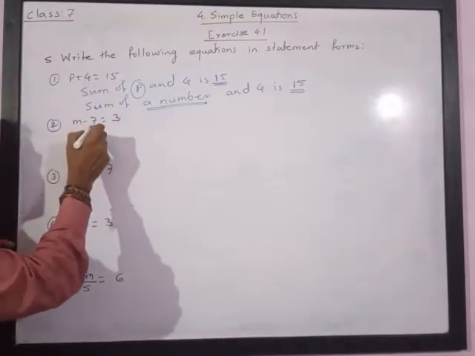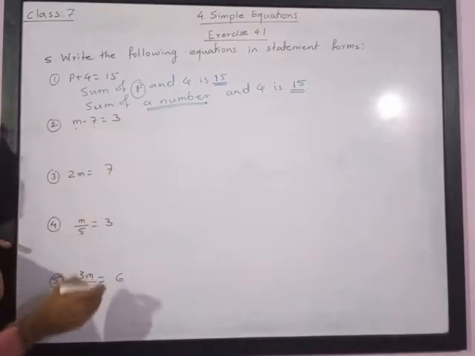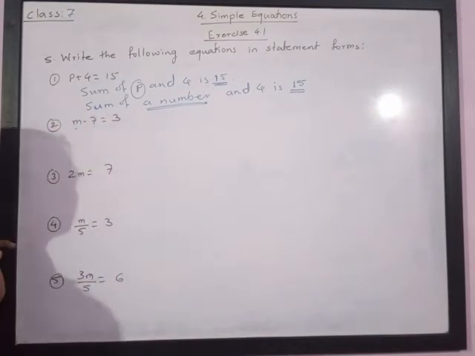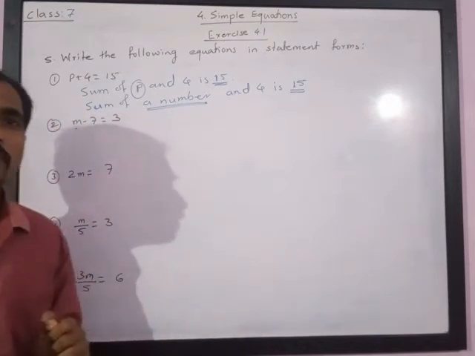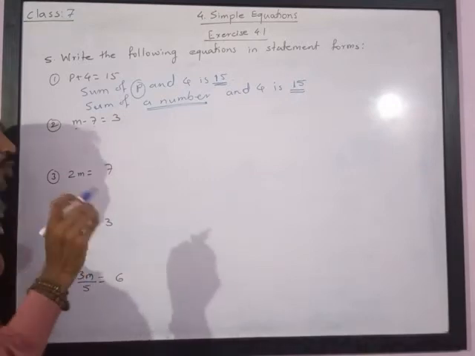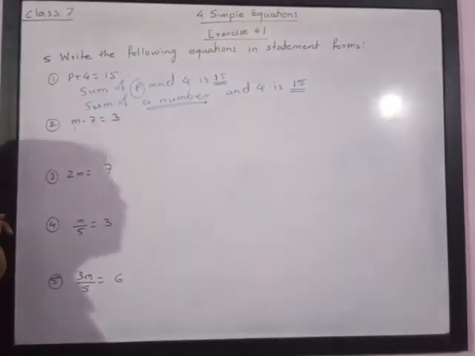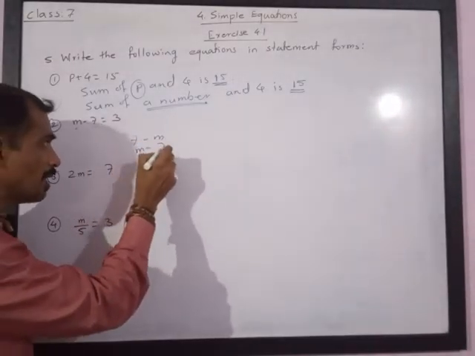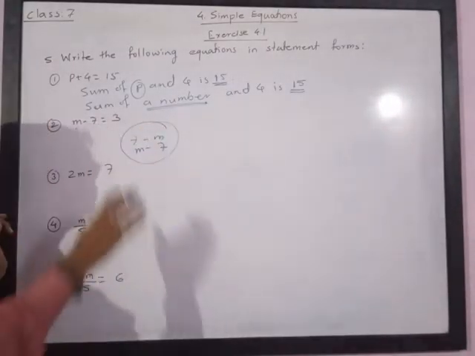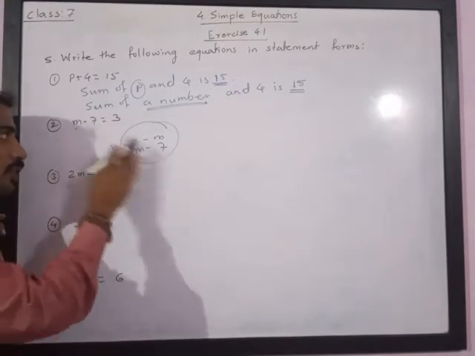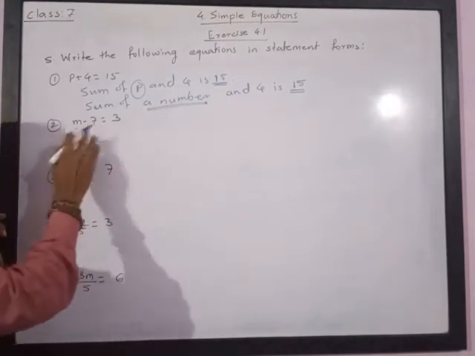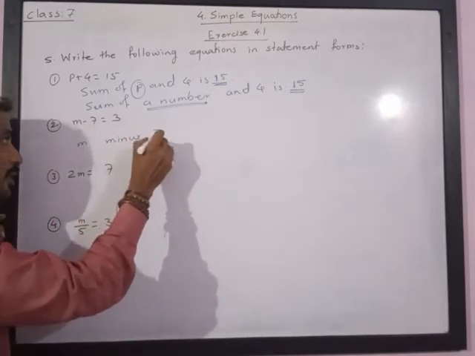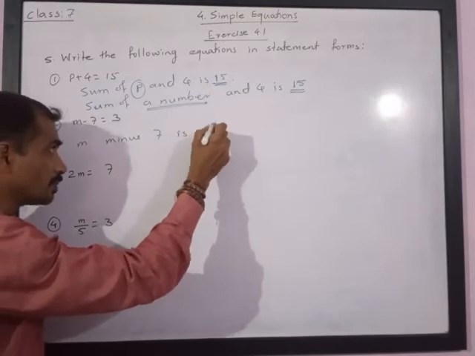Here m minus 7 is 3. So the difference between m and 7 is 3. But when you say the difference between m and 7 is 3, you don't mention whether m is bigger or smaller. So it can be 7 minus m also and m minus 7 also. So I suggest don't write that sentence. Write the difference between a number and 7, that is m minus 7, is 3.